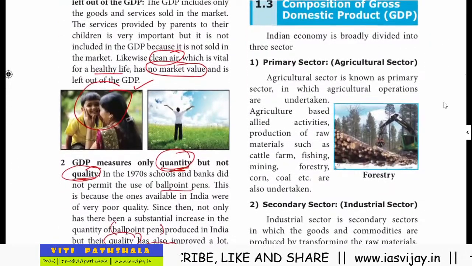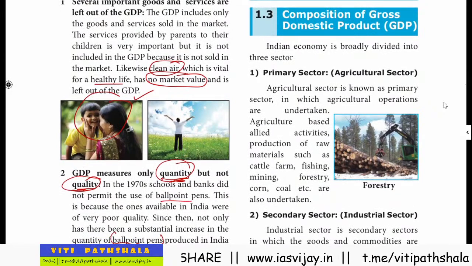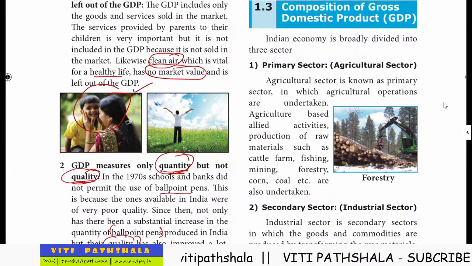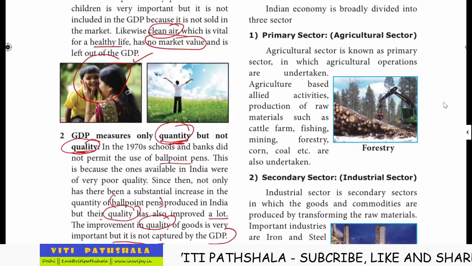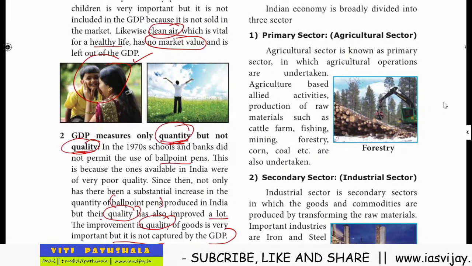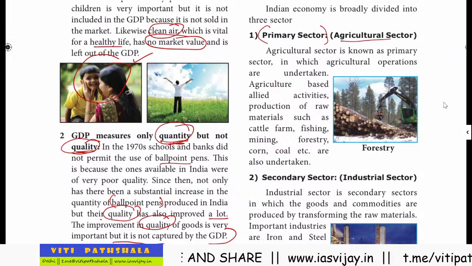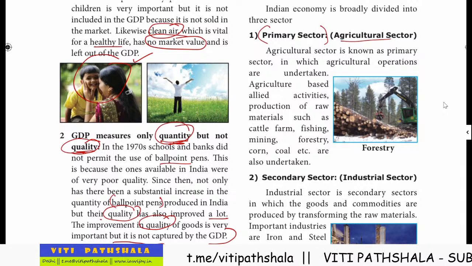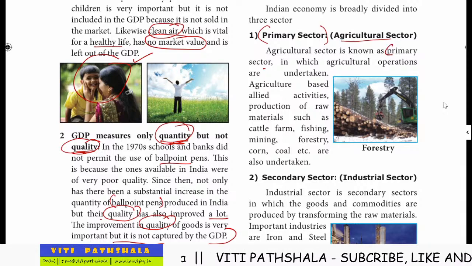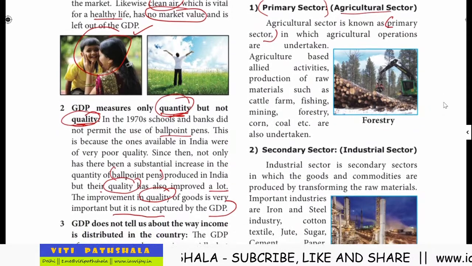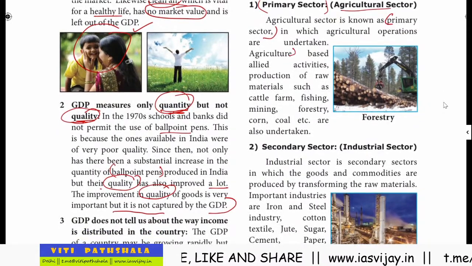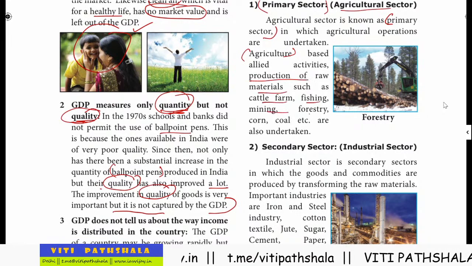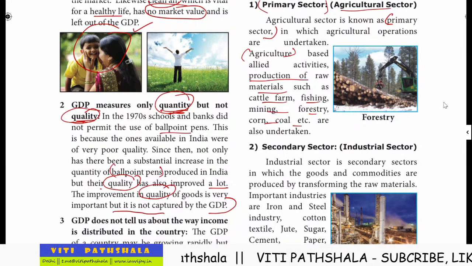Now, the next topic is the composition of GDP. The Indian economy is broadly divided into three sectors, which we have studied in previous classes. The primary sector is the agriculture sector and allied sectors, in which agricultural operations, agriculture-based allied activities, and production of raw material are undertaken, such as cattle farming, fishing, mining, forestry, coal, etc.